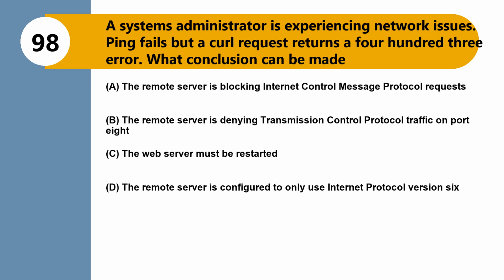Question 98. A systems administrator is experiencing network issues. Ping fails but a curl request returns a 403 error. What conclusion can be made? Option A. The remote server is blocking Internet Control Message Protocol requests. Option B. The remote server is denying Transmission Control Protocol traffic on port 8. Option C. The web server must be restarted. Option D. The remote server is configured to only use Internet Protocol version 6.